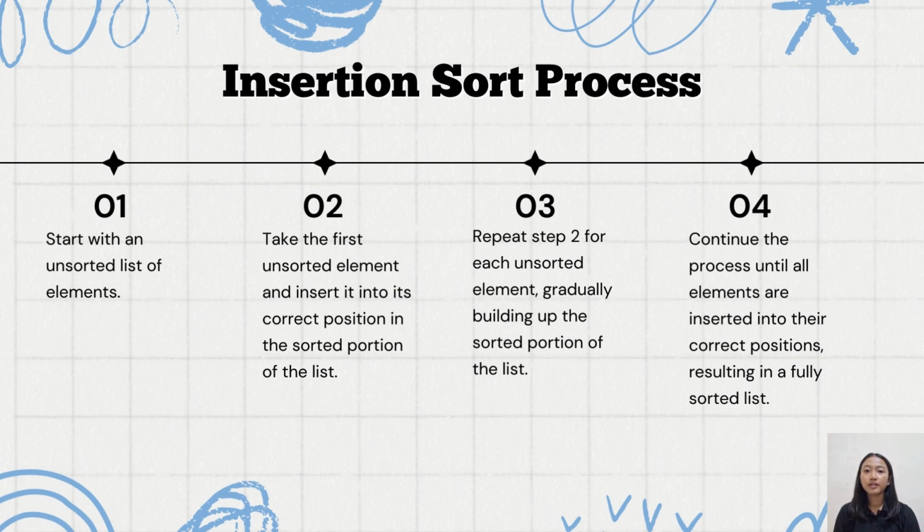1. Start with an unsorted list of elements. 2. Take the first unsorted element and insert it into its correct position in the sorted portion of the list. 3. Repeat step 2 for each unsorted element, gradually building up the sorted portion of the list. 4. Continue the process until all elements are inserted into their correct position, resulting in a fully sorted list.